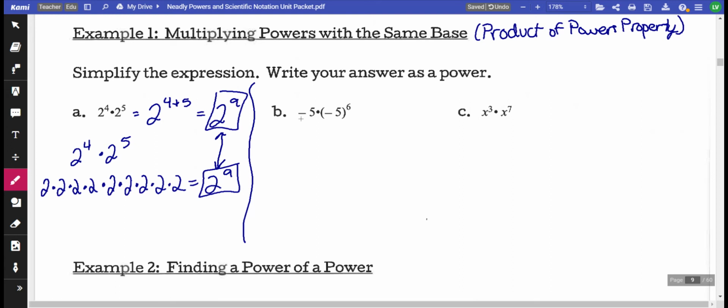Letter B, -5 times the quantity -5 to the 6th. Well, I'm going to put this -5 in parentheses and put an imaginary 1. If you have the quantity -5, that's referring to one of those. So this becomes the quantity -5 to the 1 plus 6 power. So the quantity -5 to the 7th power will be my final answer.